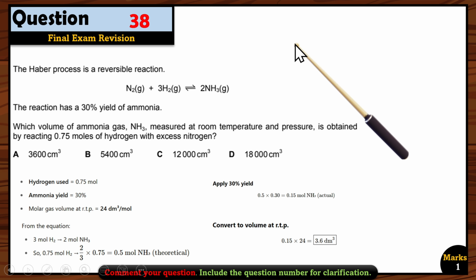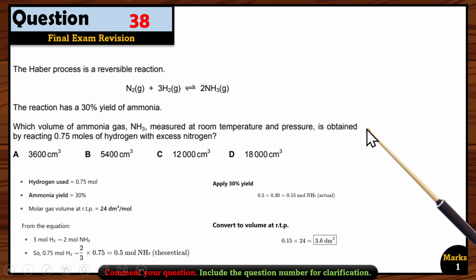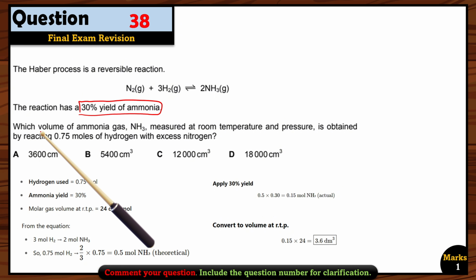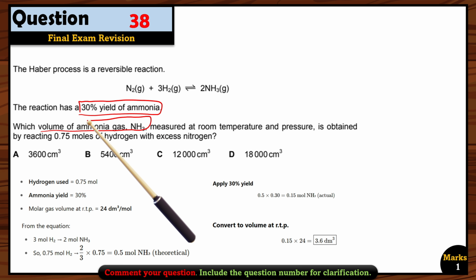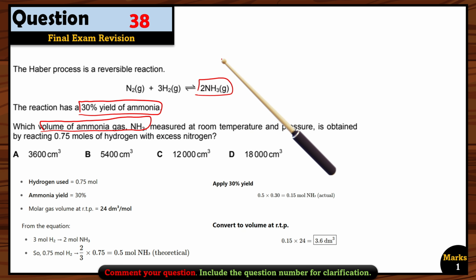So for solving these types of questions, you have to first find which information is given, otherwise you can get confused. First of all, the information that is given is that we have 30% yield of ammonia, right? Then we have to find the volume of ammonia gas, right? So the ammonia gas volume we have to find, but we know that the yield is 30%.